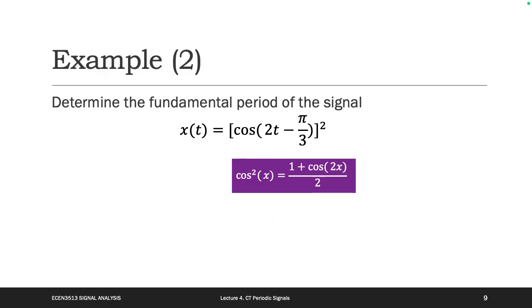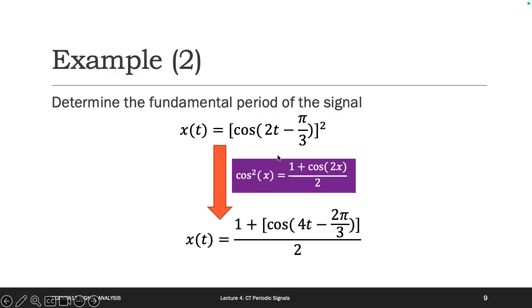But you just remember that if you see the power of sin or cosine, you can use this equation. And after you use this equation, you can get this one. It doesn't make sense to you? You just put 2 into this part, and then it will be 4t minus 2 pi over 3. That makes sense to you? Any questions so far? Okay, let's observe this one.